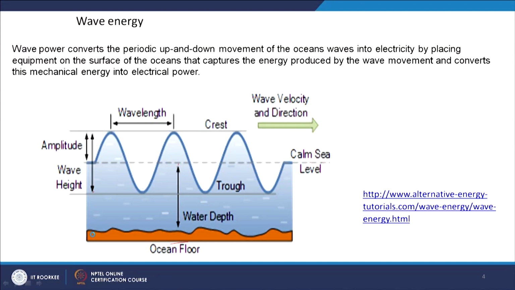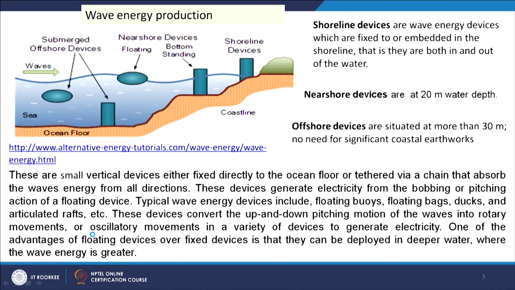This is the wave we have explained, the up and down movement of the water. That movement can be converted to circulatory movement, which can be used for the production of electricity by using some device. So, that is the mechanism for the production of wave energy. For wave energy production we use devices that help convert the energy of the wave to electricity. Different types of devices are available.